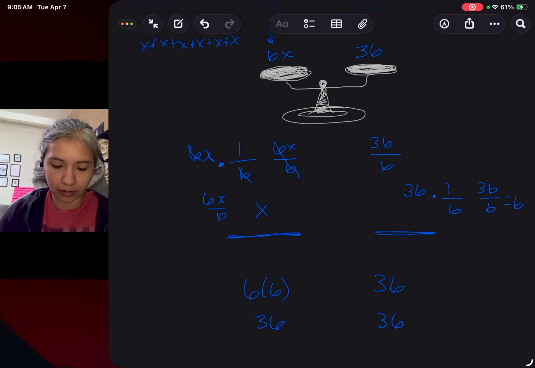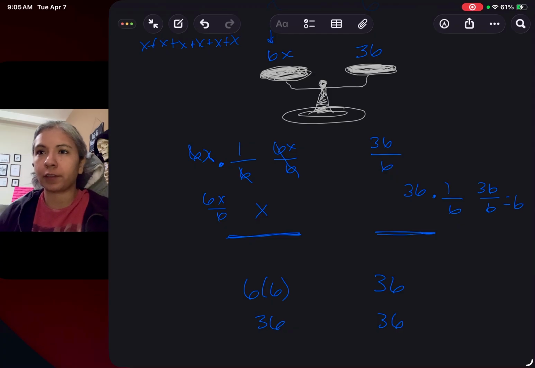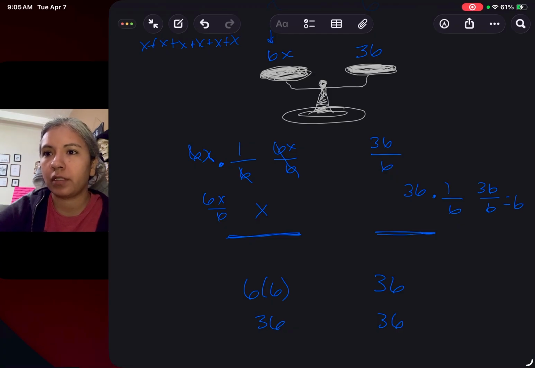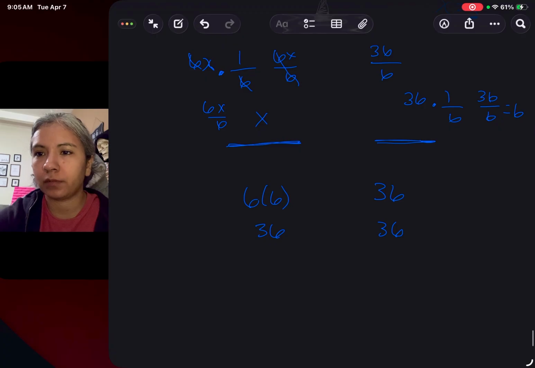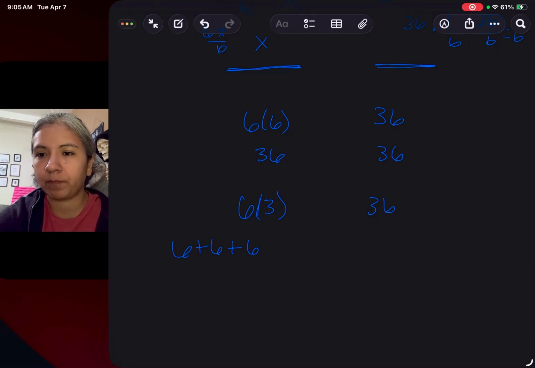So for balancing equations, the best thing to know if your answer is right is by doing your check. Because if maybe we got confused and we think that the answer is x equals 3. So if we do 6 times 3 and 36, that's actually going to give us 6 plus 6 plus 6, or 6 times 3, which these two are 12, and then 18. So 18 is not equal to 36.